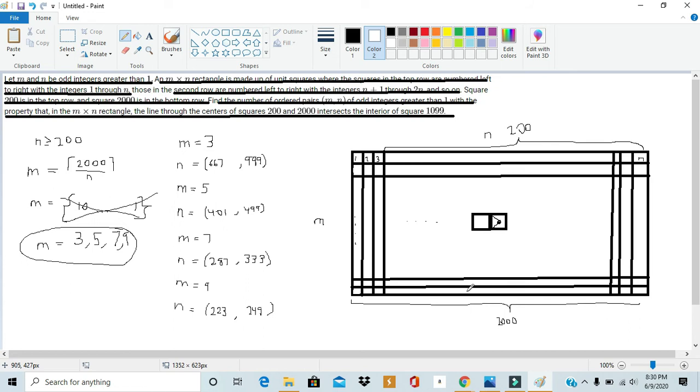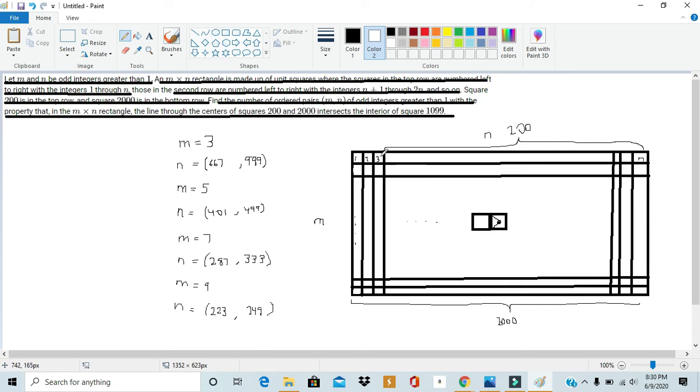So let's begin. Slope is calculated as the difference in y divided by the difference in x. Since we're taking the centers of squares 200 and 2000, that means that if we take the distance vertically between the centers of these two squares, even though we know that 2000 lies in the bottom row and 200 lies in the top row, the distance between these two vertically will not be m, because at each end there'll be 1/2 left out, because we're just connecting the centers. So the difference vertically would be m minus 1.